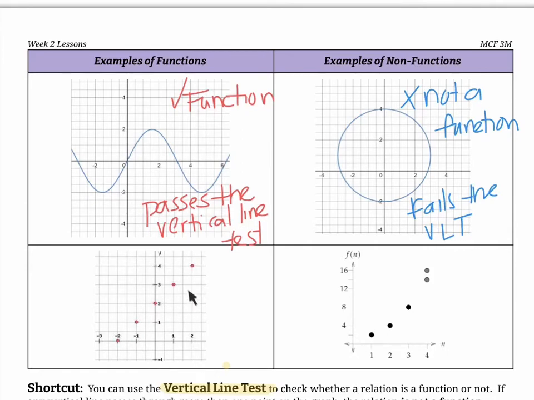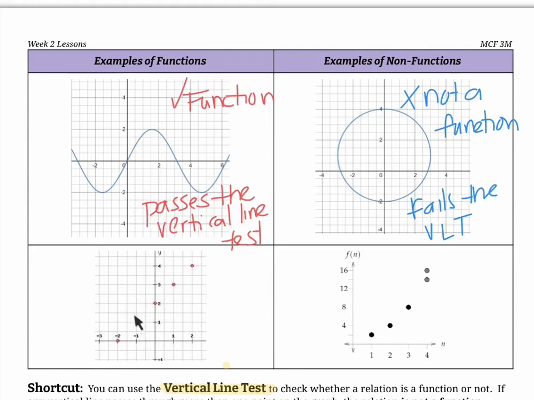How about this one? Would this pass the vertical line test? Does every single x only have one y? Let's take a look at this one. When x is -2, it only hits the relation here. So this relation is not a continuous relation. It's called discrete. It's just made up of individual points that don't connect.